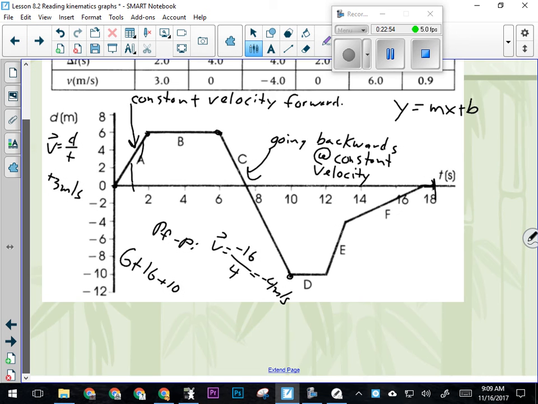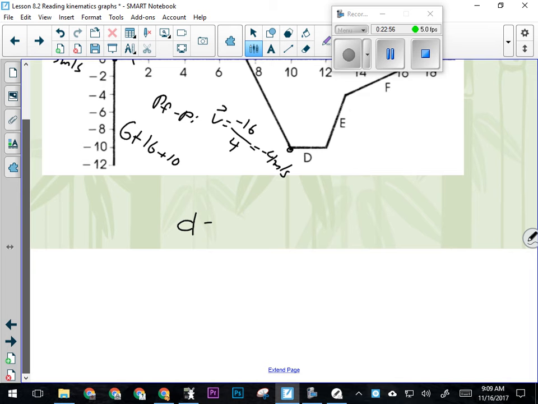So yes, if the displacement is 0, velocity has to be 0 because v is d over t, and 0 divided by anything is 0. So anytime the displacement is 0, the velocity is 0, always. Yes, vice versa, because we're just manipulating the formula. If I ask what's d when v is 0? It's 0, because anything multiplied by 0 is 0.